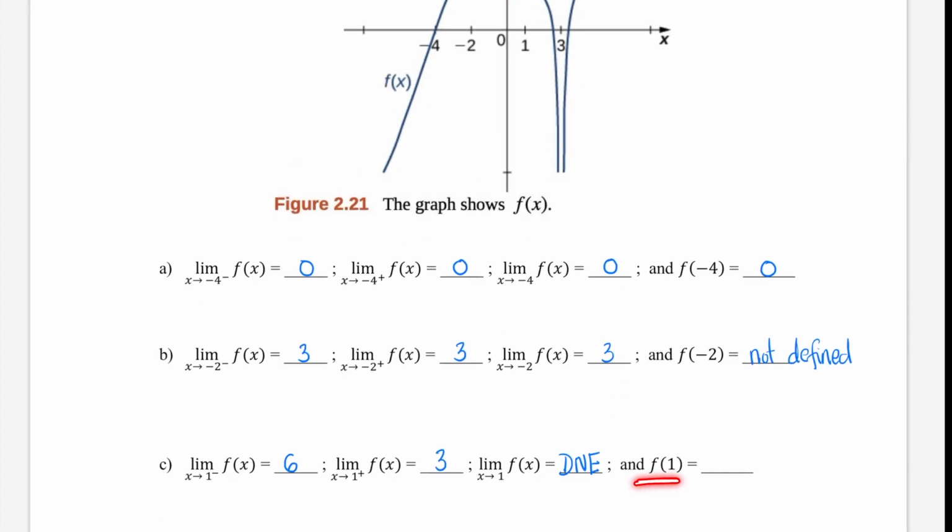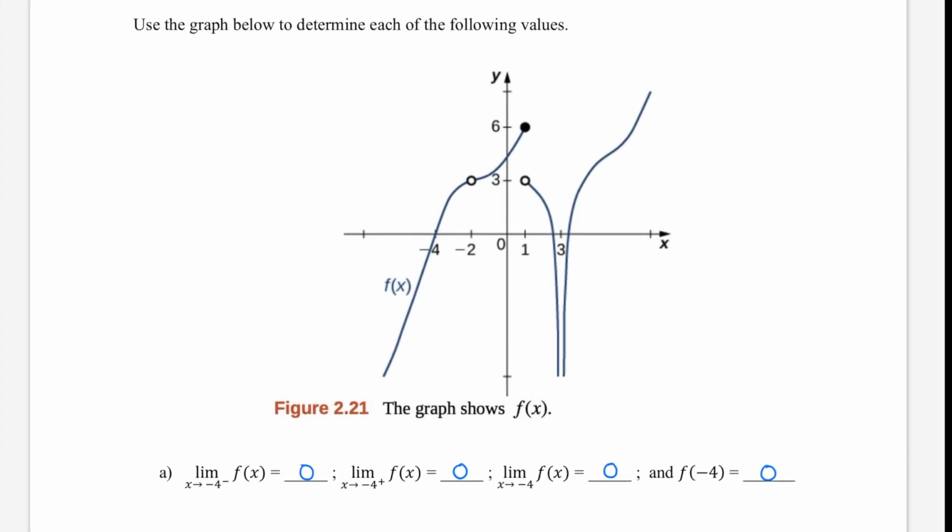To find the function value at x equals 1, we look at the closed dot at x equals 1. It is at y equals 6. So f of 1 equals 6.